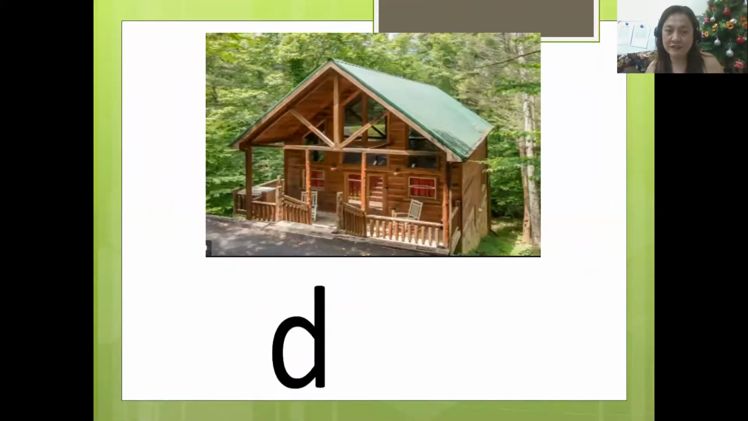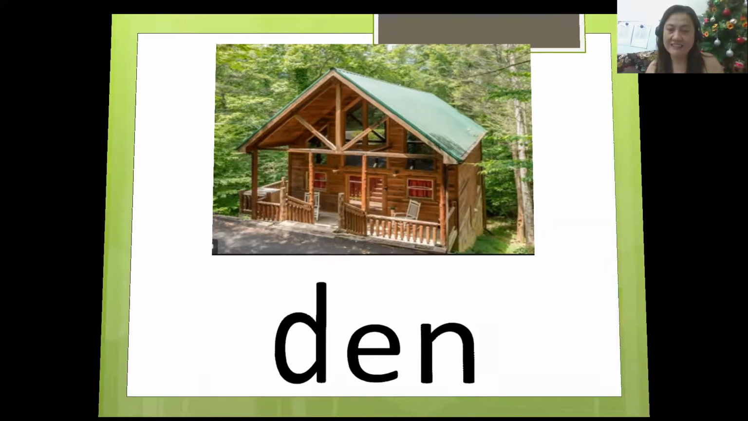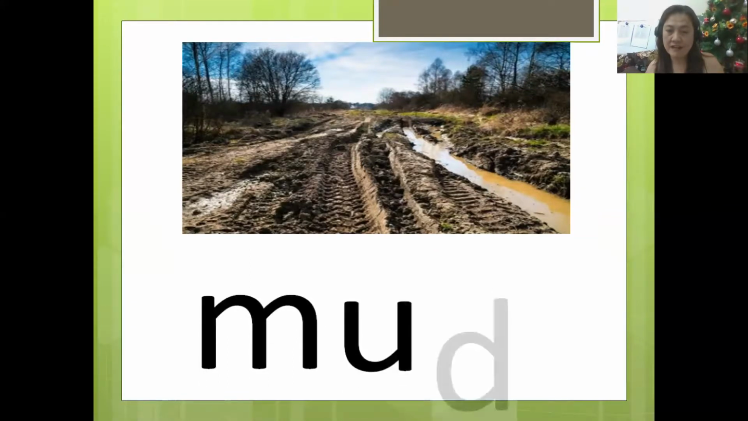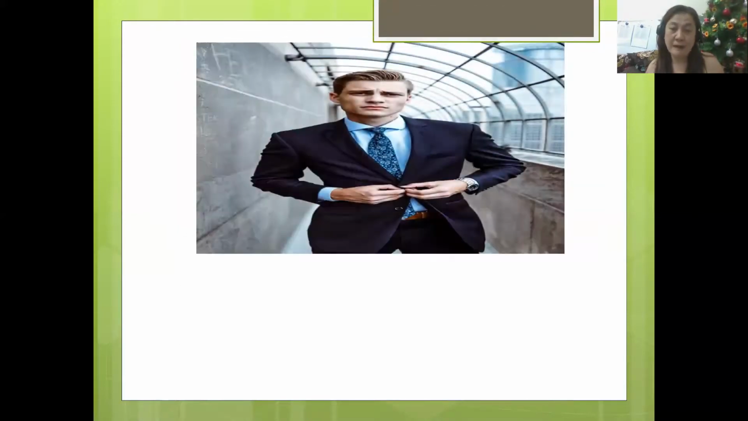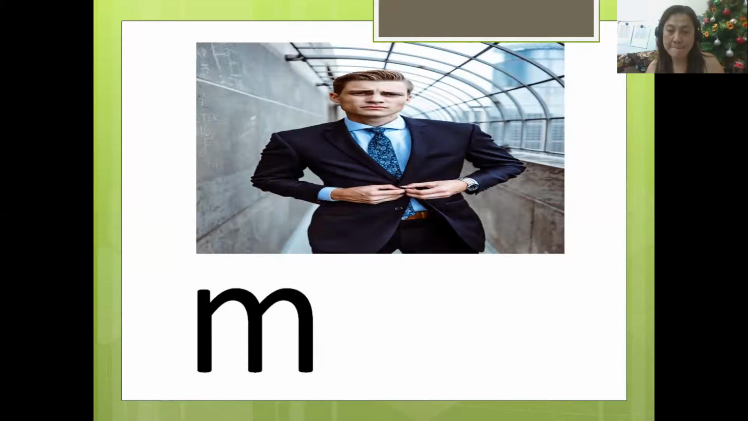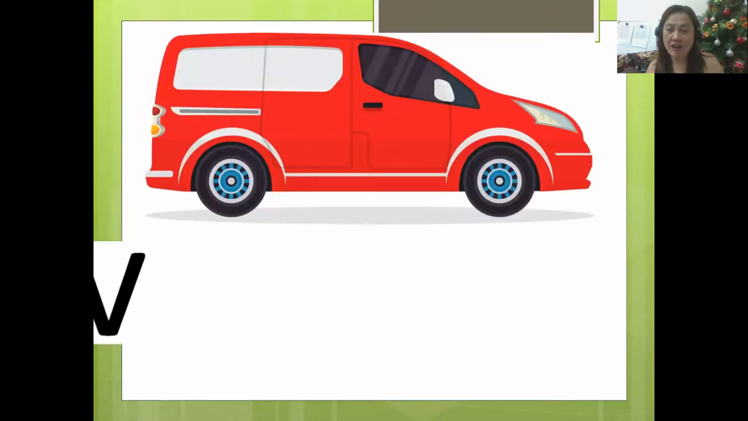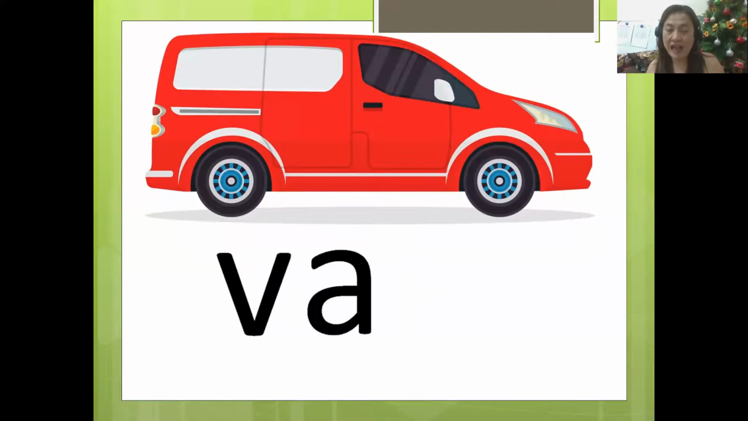And this is a den. D, e, n. Den. This is a mad. M, a, d. Mad. This is a man. M, a, n, man. Car or a van. V, a, n, van.